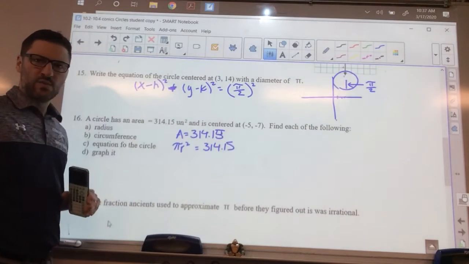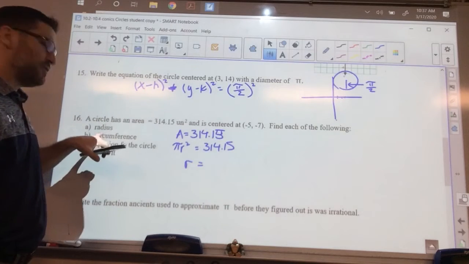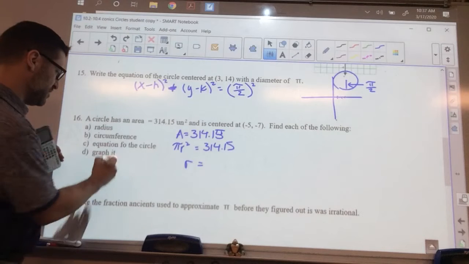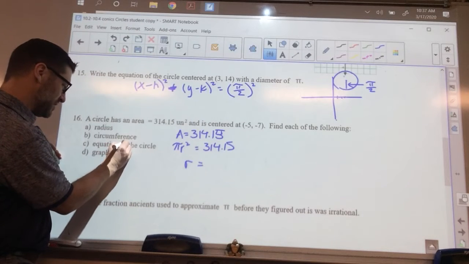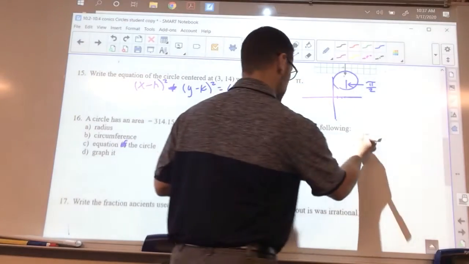And divide by pi and square root it, and you'll find the radius. And then after you find the radius, you can find the circumference. You can find the equation of the circle. And then I want you to take a little picture here.